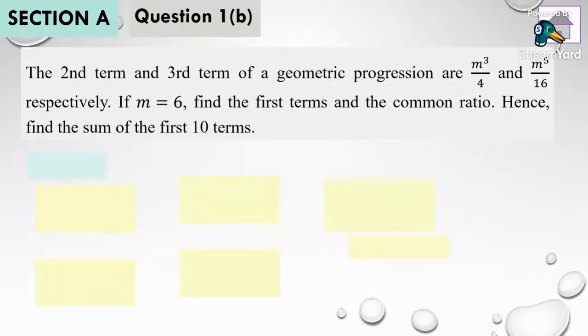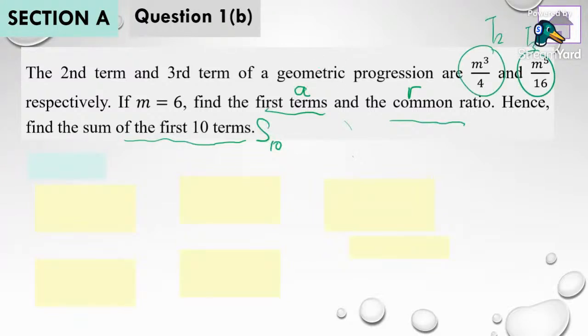B. The second term and the third term of a geometric progression are m to the power 3 over 4 and m to the power 5 over 16, respectively. If m equals 6, find the first term and also the common ratio. Then hence, find the sum of the first 10 terms. You need to find a, r, and also S10 for this question. Info that we have is that we have T2, we have T3, with m equals 6 as a start.